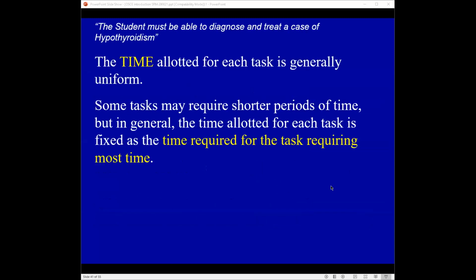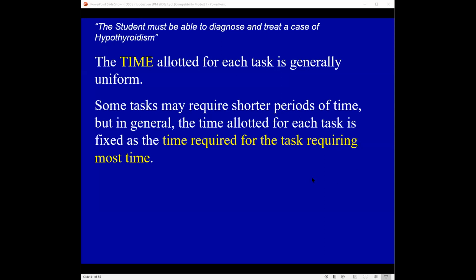So the time allotted for each task is generally uniform. Like the spotters, we generally say 1 minute to 2 minutes, but this is slightly longer perhaps because the tasks require a little more time. Some tasks may require shorter, some tasks may require longer, but we need to fix the longest period as the time required for every station for obvious reasons. Right? So the time allotted.